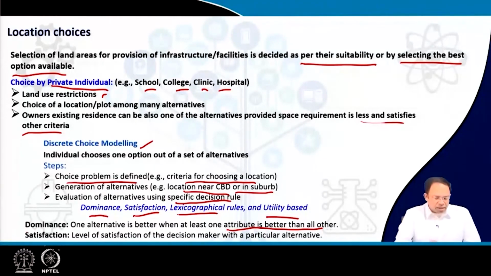Then comes satisfaction. Level of satisfaction of the decision maker with a particular alternative. That means how satisfied he is with that particular alternative, which again, his satisfaction may result from many aspects, right? But it is his satisfaction. So that is how he can take a decision on this.